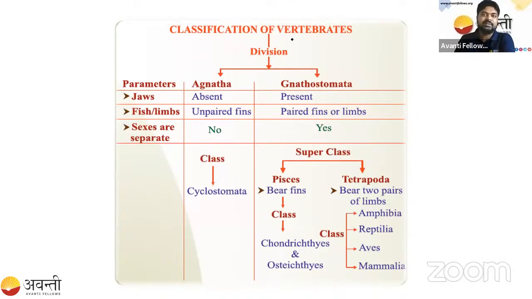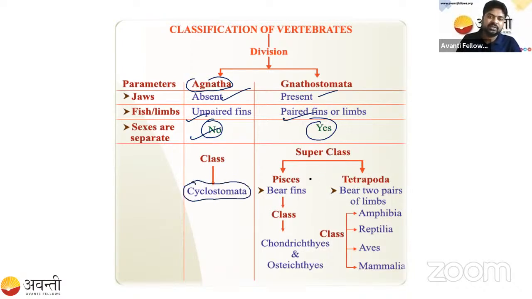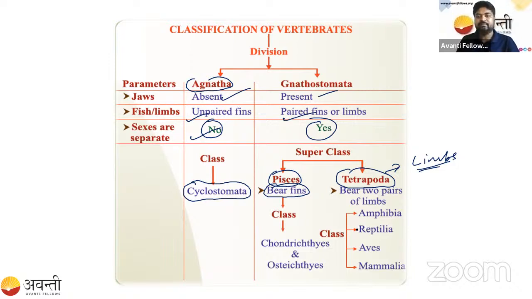Next, you can see the vertebrates are also divided into two divisions. First is Agnatha, next is Gnathostomata. Here jaws are absent in case of Agnatha; in Gnathostomata, they are present. In Agnatha the fins are unpaired; in Gnathostomata the fins are paired. Sexes are not separate in Agnatha; in Gnathostomata the sexes are separate. Here the class is Cyclostomata. And here are the two main classes: Pisces, which contain fins, and Tetrapoda. Tetrapoda means those which contain limbs, hind limb and forelimb like that. Here you can see the classes again: Amphibia, Reptilia, Aves, and Mammalia.